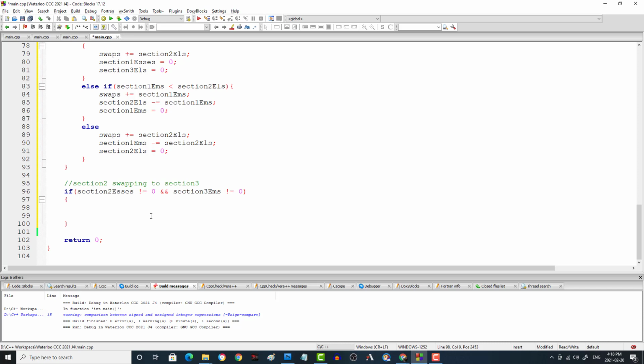Again, our ideal case is if the section 2 S's is equal to the section 3 M's. If they are equal, then they can all swap over, so swaps plus equals section 2 S's, section 2 S's is equal to 0, and section 3's M's also is equal to 0.